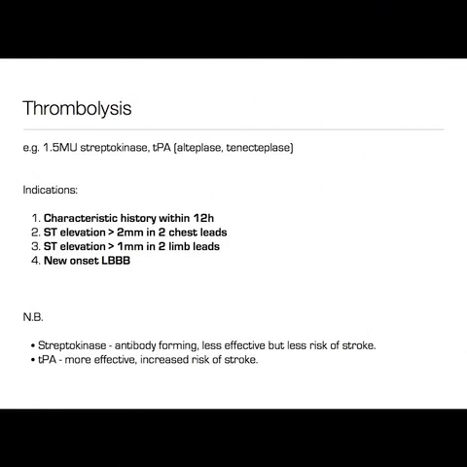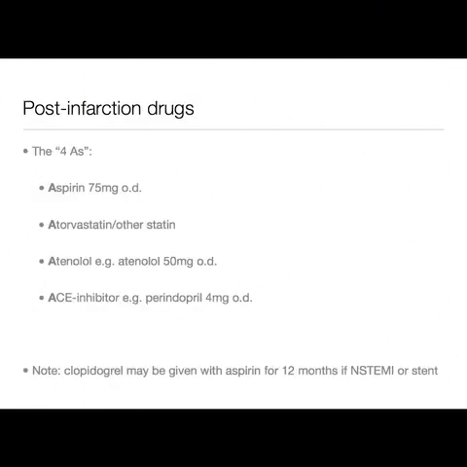Lastly, under acute coronary syndrome, we're going to talk about the 4 drugs that patients should receive post-infarction. These drugs can be conveniently remembered as they all start with the letter A. They include aspirin, atorvastatin or another statin, atenolol, and an ACE inhibitor. All have been shown to reduce cardiovascular mortality and morbidity for patients after their heart attack. Finally, note that there is some evidence that clopidogrel should be given together with aspirin for 12 months after a non-ST elevation myocardial infarction, or if a stent has been placed during the patient's admission.